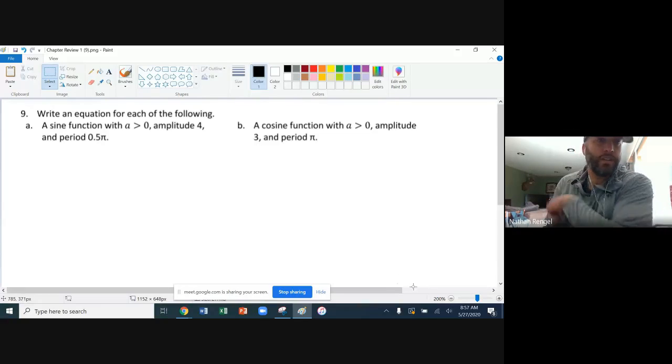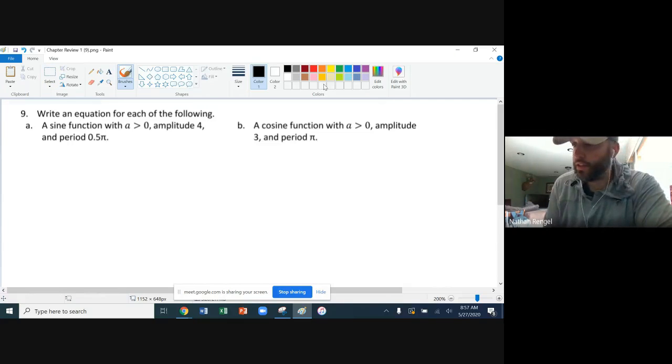Continue looking at problem number 9, where we are going to write an equation for the following sine or cosine functions. One thing to keep note of when you're writing an equation: the equations are going to be in the form y equals a sine or cosine. I'm just going to use sine b theta. So a is your amplitude, b is your number of cycles between 0 and 2 pi.